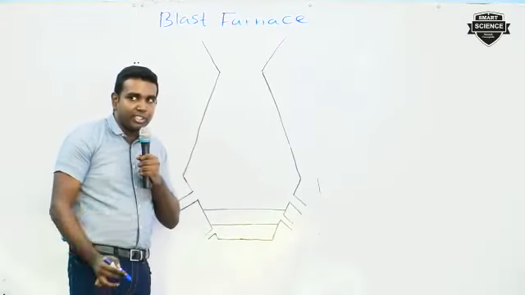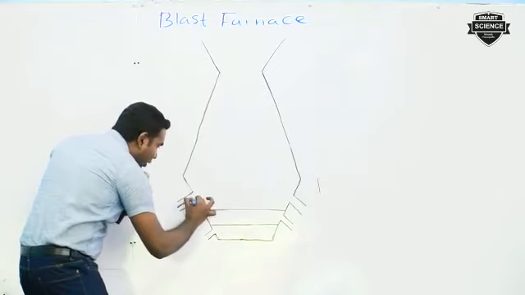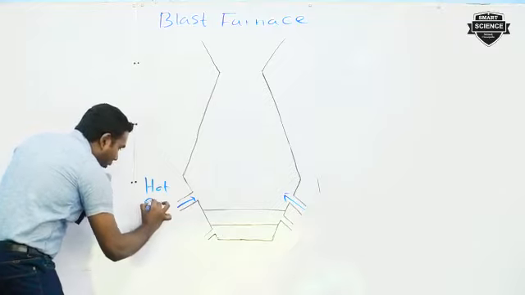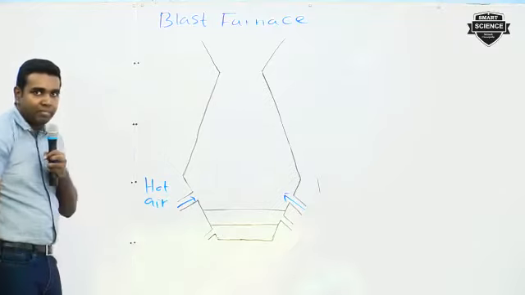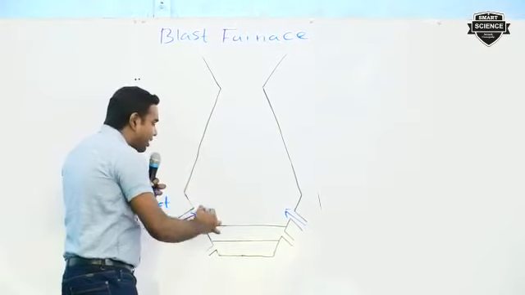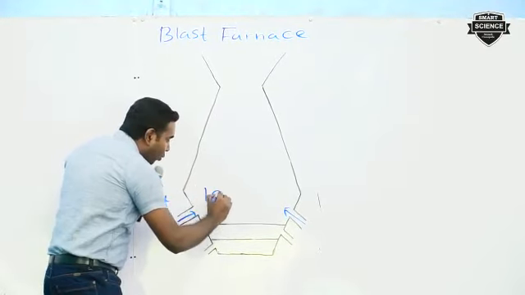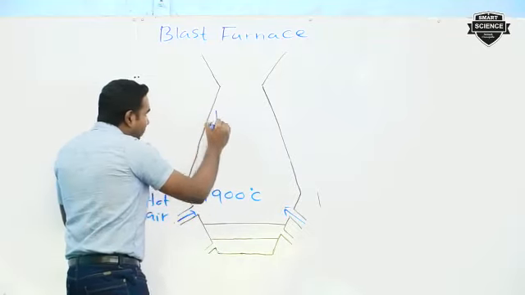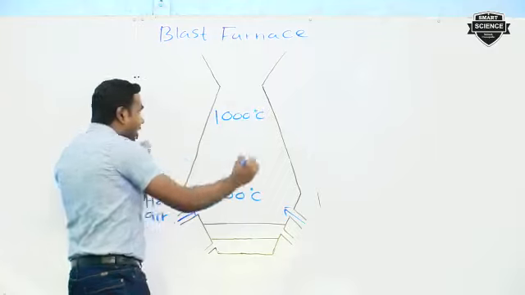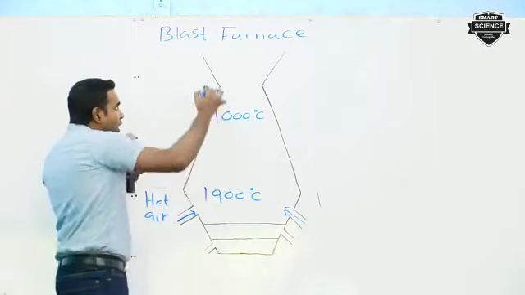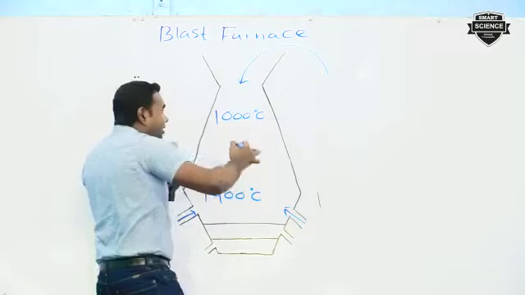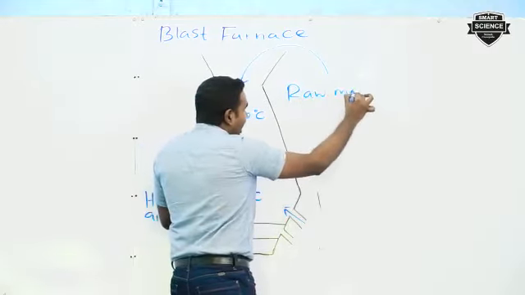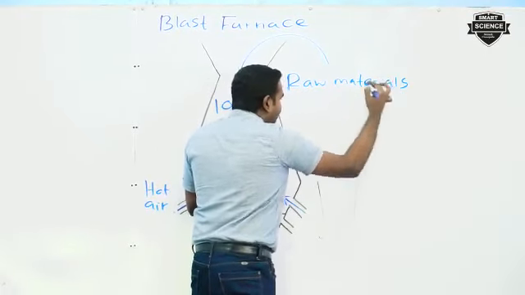Here's the blast furnace. Hot air is blown into the furnace from the bottom. At the bottom, the temperature is about or below 1900 Celsius. At the top, the temperature is about or below 1000 Celsius. Raw materials are added to the blast furnace from the top.